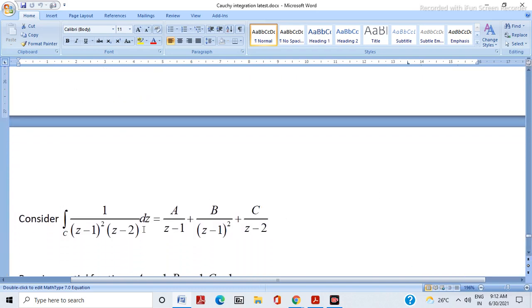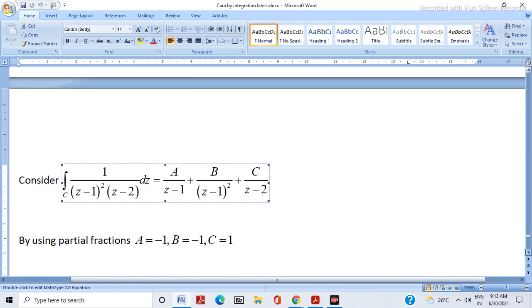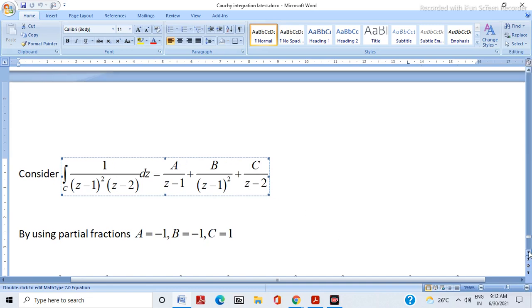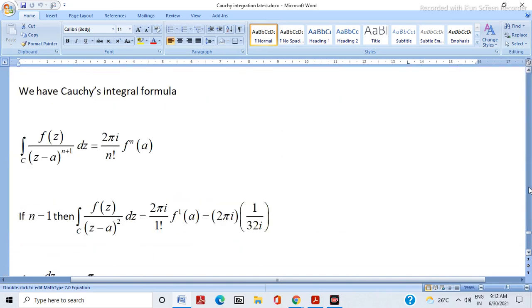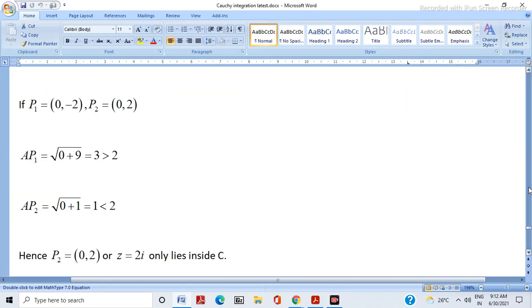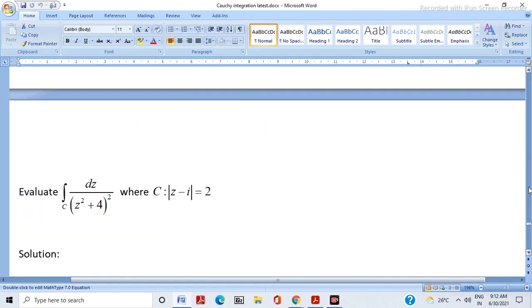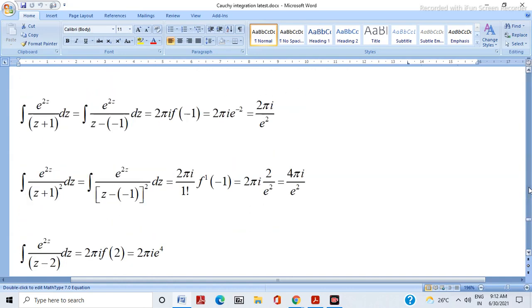Here the integral sign should be removed. What do you get? 1 by z minus 1 all square into z minus 2 can be written as a by z minus 1 plus b by z minus 1 all square plus c by z minus 2. This same partial fraction, 1 by z minus 1 all square, we have already done for one problem.